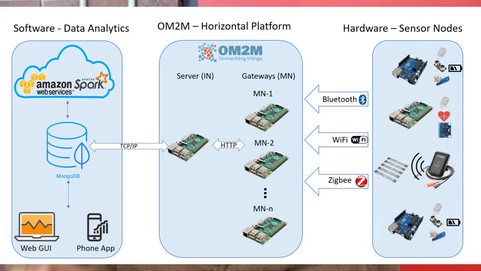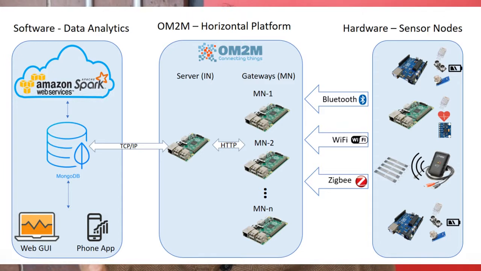Now we're moving on to the OM2M horizontal platform. Here you'll see MNs and INs. The MNs act as sort of routers and localized servers. The sensor nodes will send their data to the MNs where they're stored locally. And as you can see, we have an MN subscript N. What this represents is the scalability of our system. If we want to add more and more sensors, we can easily integrate more and more MNs. We'll discuss that further later on.